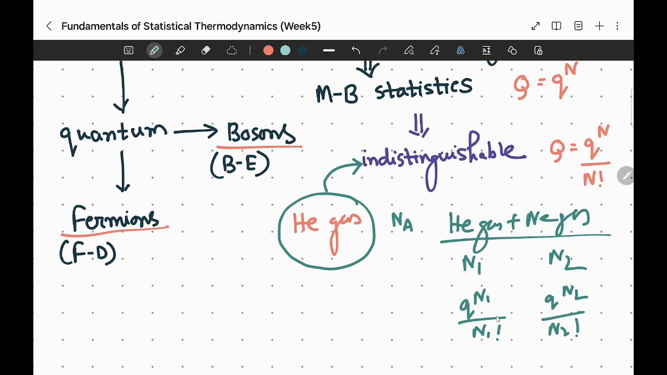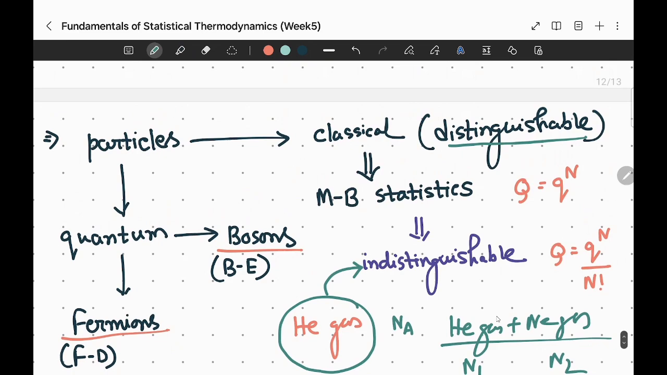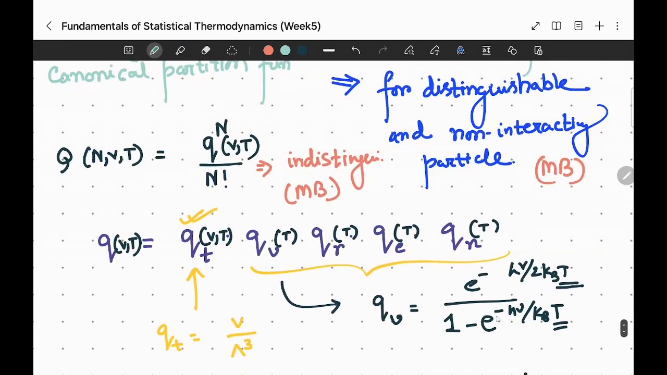Is it additive or multiplicative? What should the sign be between q to the power n1 by n1 factorial and q to the power n2 by n2 factorial? It should be multiplicative, as with the partition function. Here also you do the same, but multiplicative in nature.